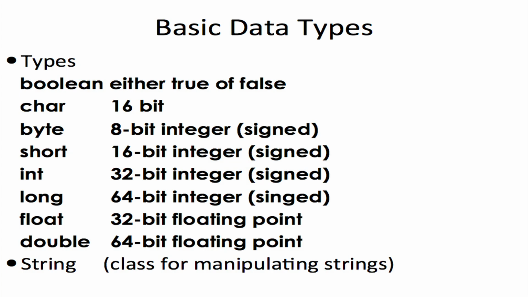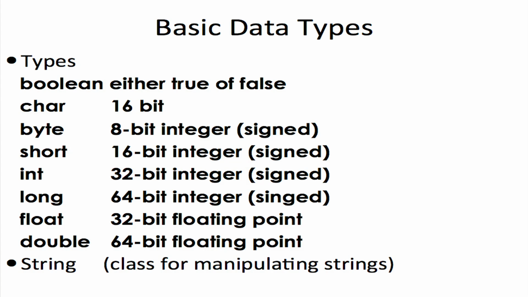Long will store 64-bit, meaning 8 bytes of data. And float is just half of long, so it stores 32-bit, meaning 4 bytes of data, and double is the double of float, so it stores 64-bit floating point data. And string will store any name, any word.